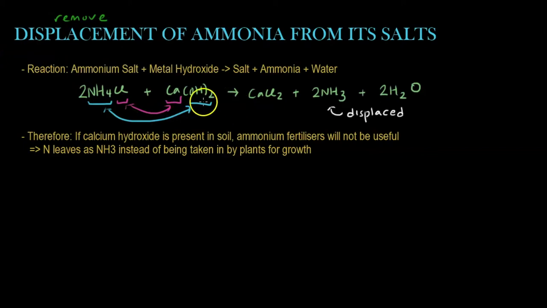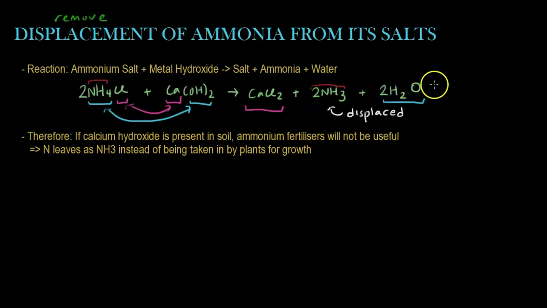So Ca will go with Cl, CaCl2, calcium chloride, and the ammonium will give one H to the hydroxide, which will give us water. One H goes to OH, goes to water. What's remaining is ammonia. And this guy is displaced, which means it comes out from the reaction.